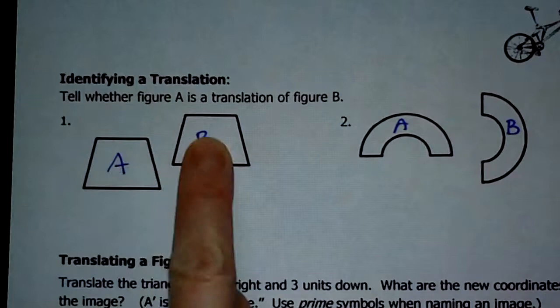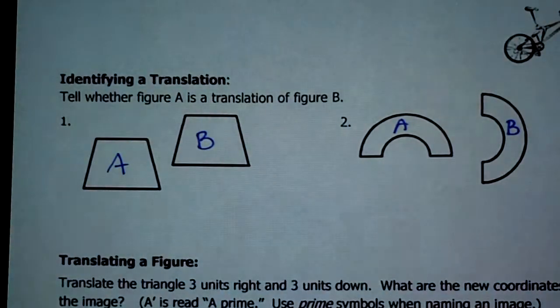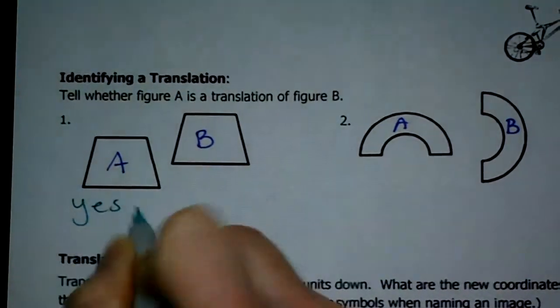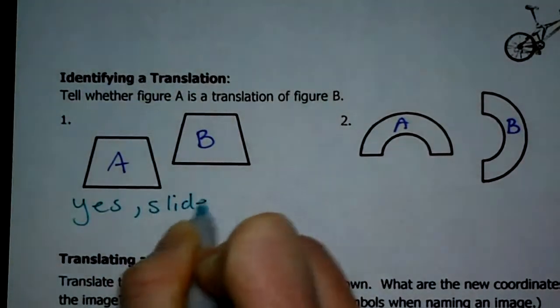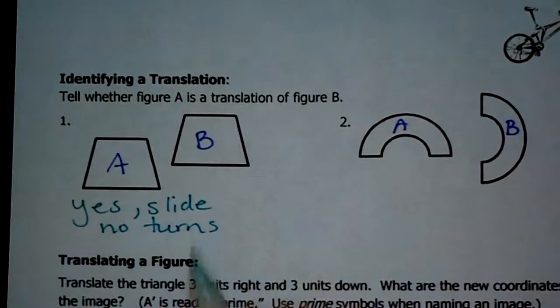It's in the same exact position. Each point moved the same amount of space. So this would be definitely a translation. So I'm going to say yes. And I'm just going to refer to this as a slide. Maybe we can say no turns. It didn't turn. We just slid it.